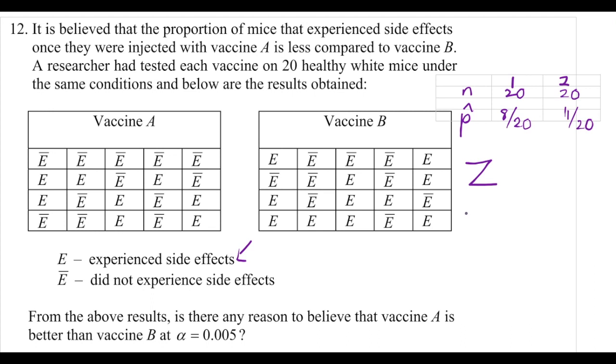The null and alternative hypothesis. P1 equals P2. And the alternative, vaccine A is better when it has less side effects compared to vaccine B.